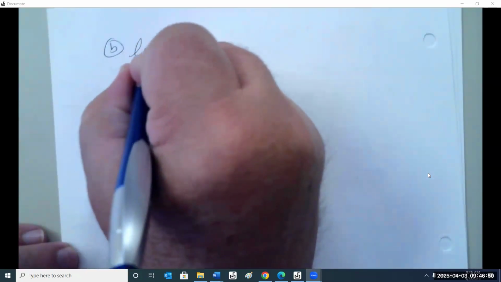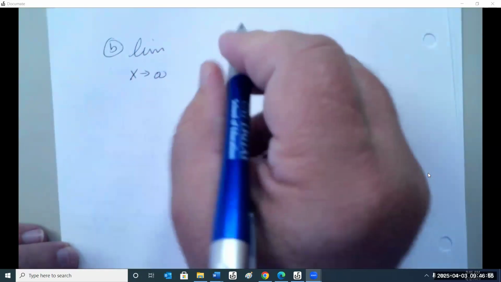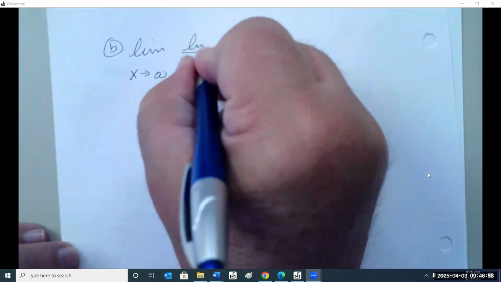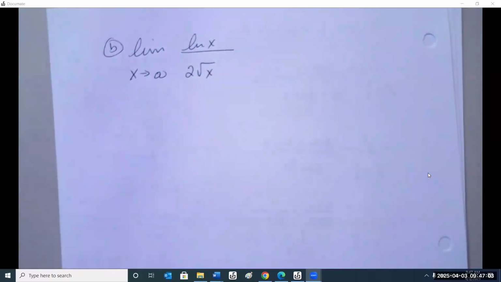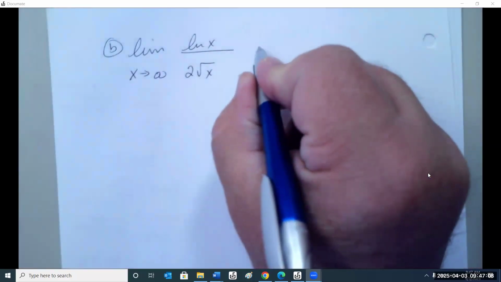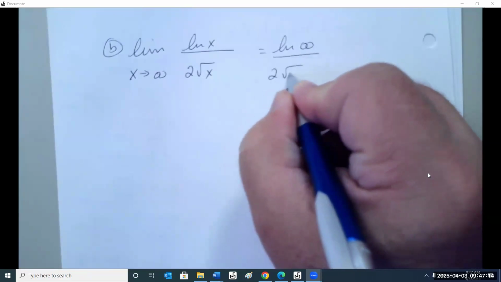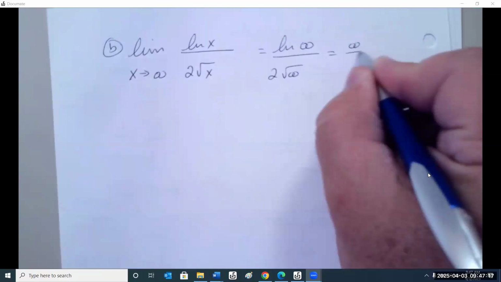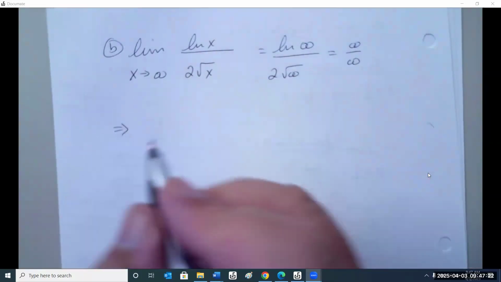All right, so let's do the next example. Next one is the limit as x approaches infinity of ln x over 2 radical x. So the ln of infinity over 2 radical infinity, we get infinity over infinity. So it's a prime candidate for L'Hopital's rule.